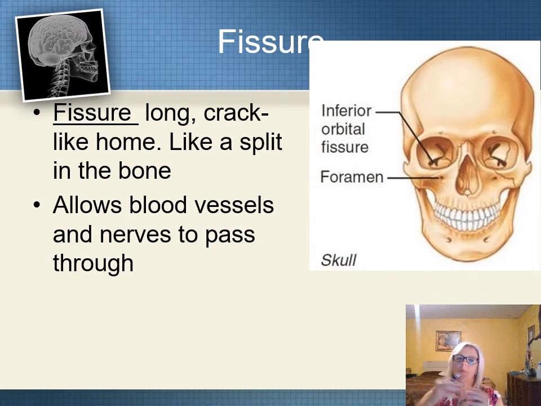So fissure is going to be more elongated and more crack-like. It's basically a split in the bone. And so you can see here we have the inferior orbital fissure there, and above that one would be the superior orbital fissure. And so fissure is going to be more of a crack. This allows blood vessels and nerves to pass through.